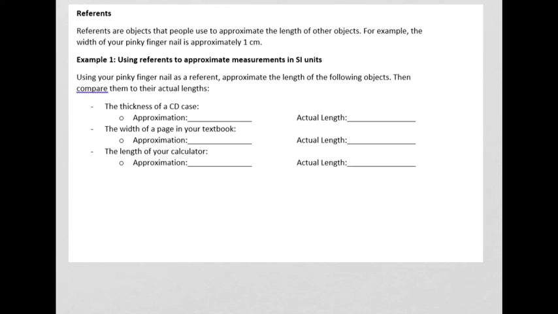Reference. What is that word? Reference. References are objects that people use to approximate the length of other objects. Okay? So a common example is the width of your pinky fingernail.